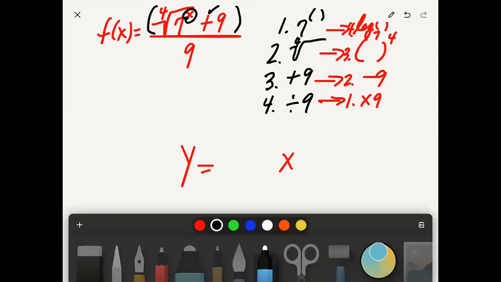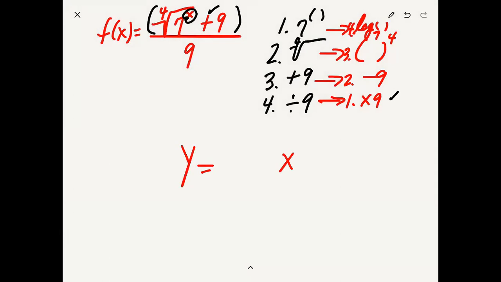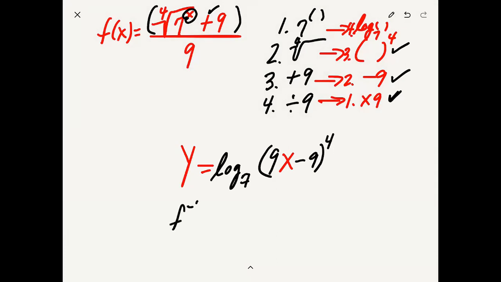So now I'm just going to do the steps that this is telling me. I'm going to multiply by 9. I've done that. And then I'm going to subtract 9 from that product. Done that. And then I'm going to raise that difference to the fourth power. And then I'm going to take the log of that fourth power, and the base is going to be 7. So that is the inverse function: log base 7 of (9x minus 9) raised to the fourth power.